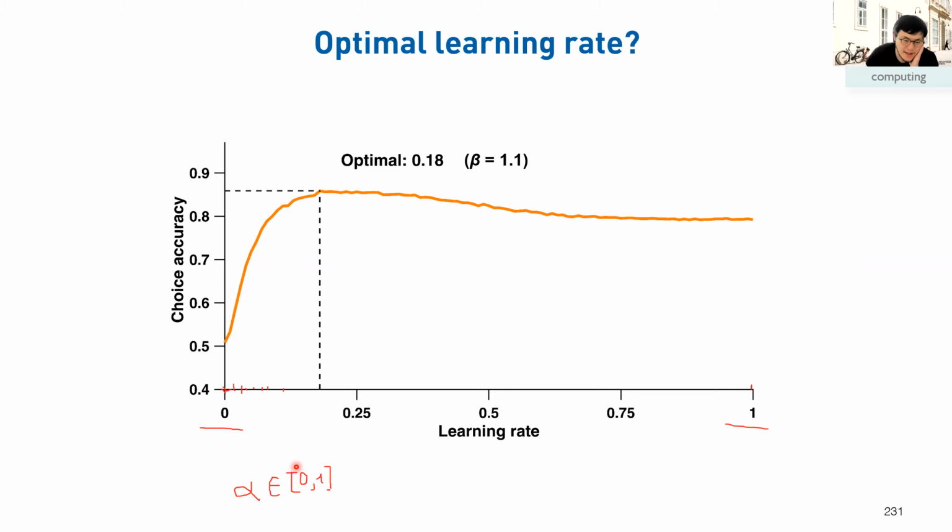So in that particular case, what we have seen here, this is the optimal learning rate, because before that, it goes up, and after that, it goes down. That means this one is the top, right? This is the top. So in this particular case, the optimal learning rate is 0.18, okay?